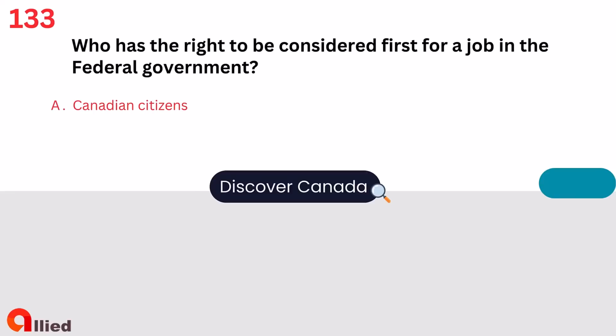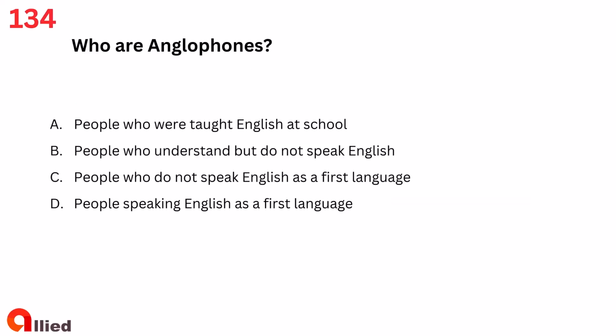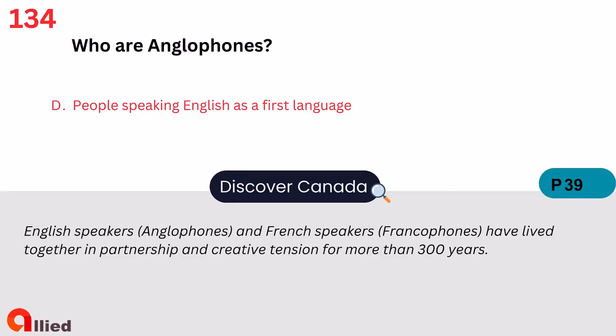Canadian citizens. Question 134. Who are Anglophones? A. People who were taught English at school. B. People who understand but do not speak English. C. People who do not speak English as a first language. D. People speaking English as a first language. The answer is D. People speaking English as a first language.